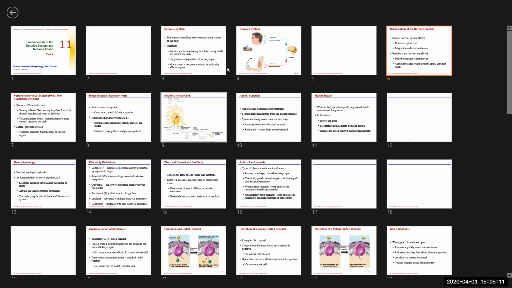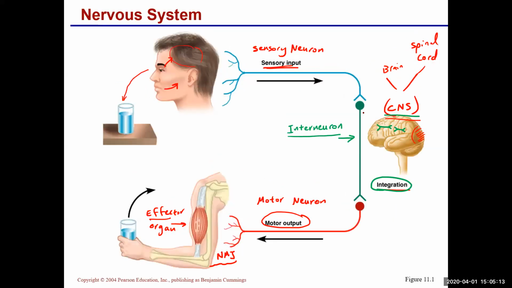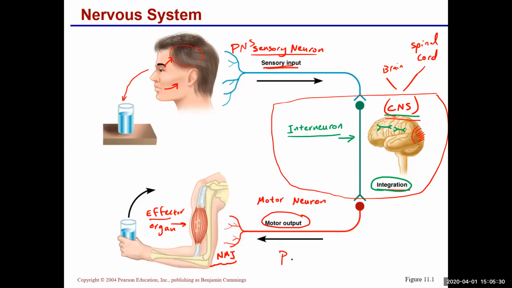So if we go back and take away the interneuron right over here, where the integration happens, everything else is peripheral nervous system. This sensory neuron is part of the peripheral nervous system, and over here is the peripheral nervous system too. Information going in, information coming out. So that's the idea about the organization.